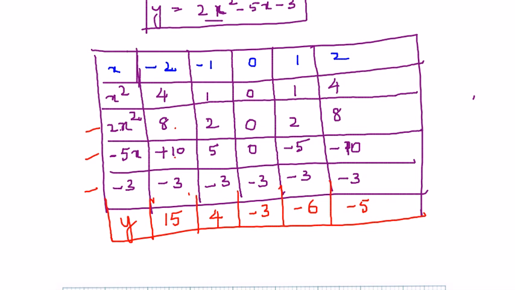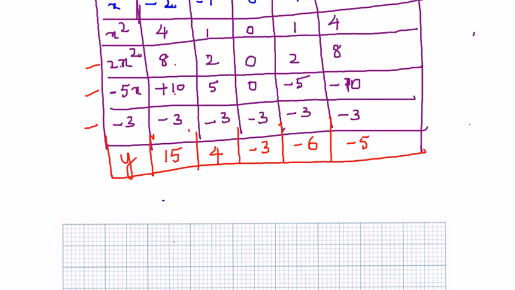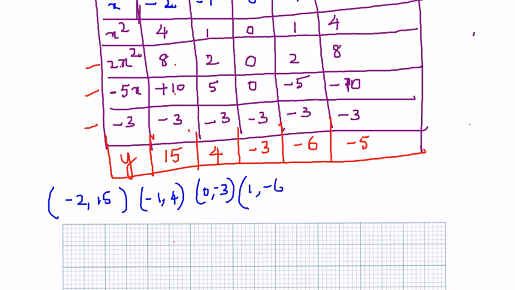First let me draw the graph and see if these points are sufficient to help me find the answer. It's always better that you note down the points. So it's minus 2 comma 15, minus 1 comma 4, 0 comma minus 3, 1 comma minus 6, and 2 comma minus 5. Now I'm going to draw the graph. I'm sure you're all going to draw it much neater. This is only a rough graph, I repeat.